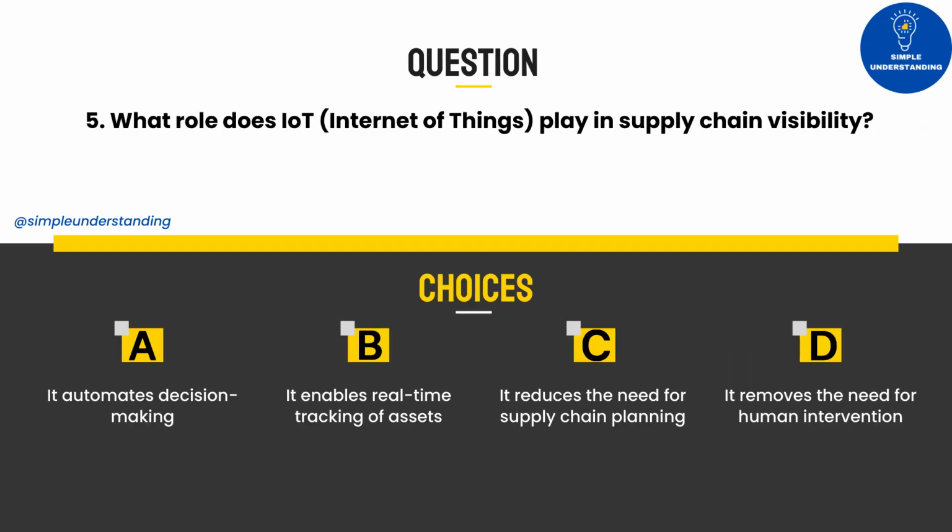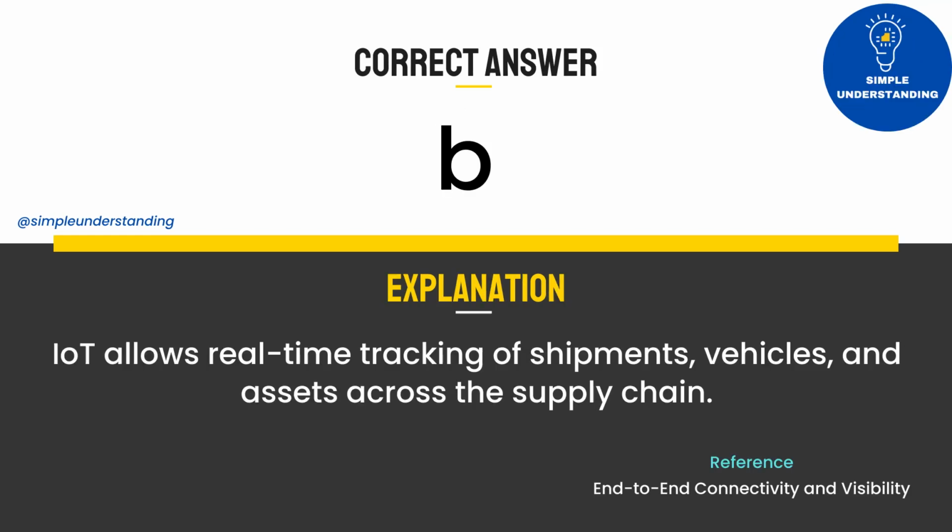5. What role does IoT, Internet of Things, play in supply chain visibility? A. It automates decision-making. B. It enables real-time tracking of assets. C. It reduces the need for supply chain planning. D. It removes the need for human intervention. Correct answer: B. Explanation: IoT allows real-time tracking of shipments, vehicles, and assets across the supply chain.